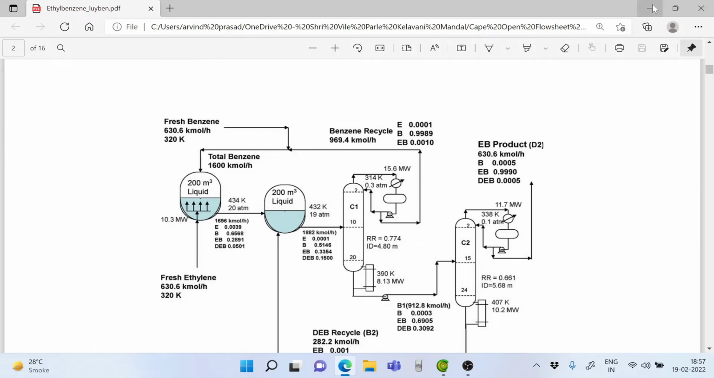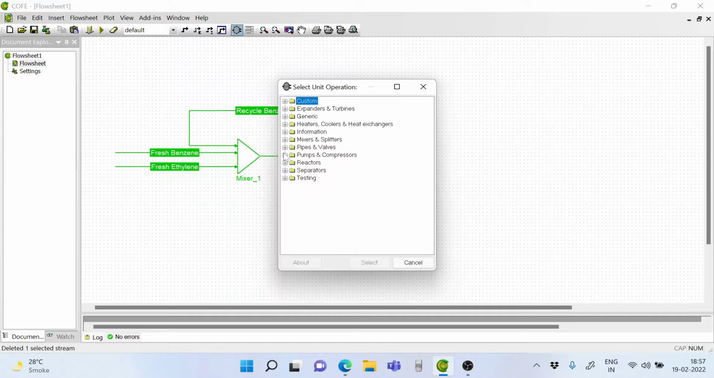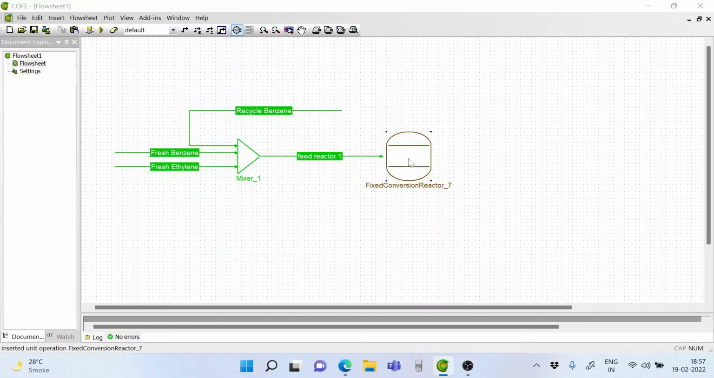So let's go ahead and simulate the first reactor. For this we click on reactors. We take a fixed conversion reactor and add it here, and we assign the reaction package to it. Now I write this as fixed conversion reactor 1. That is, I rename it.